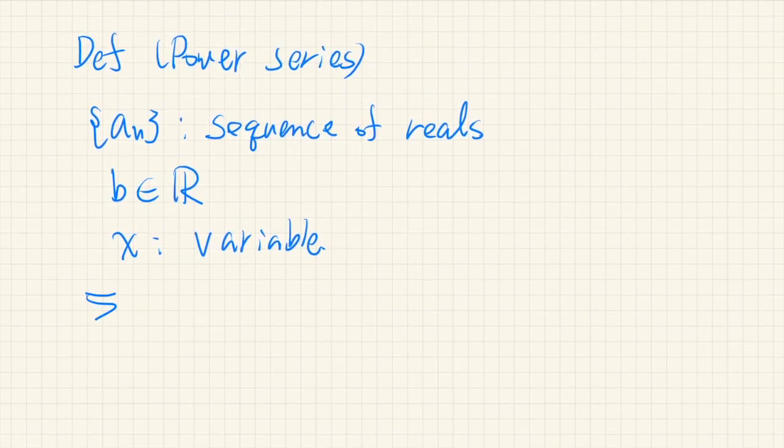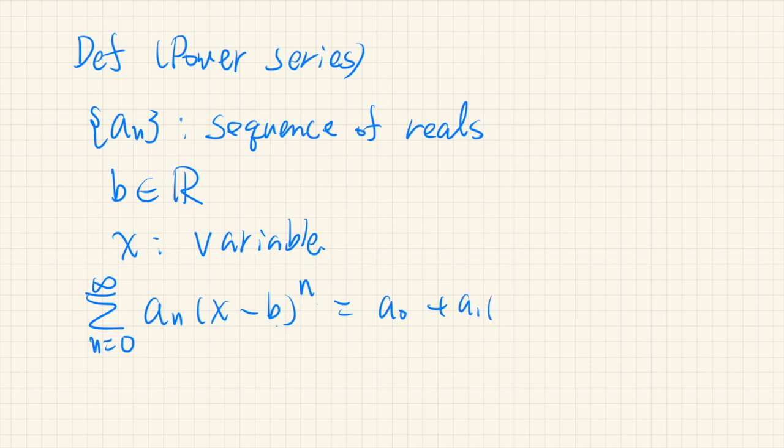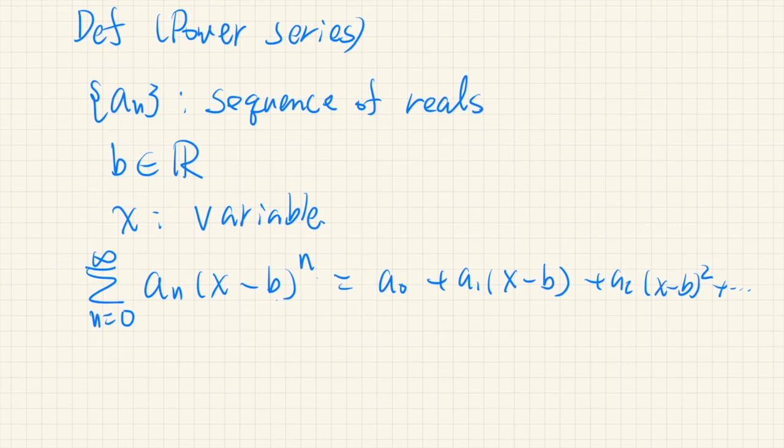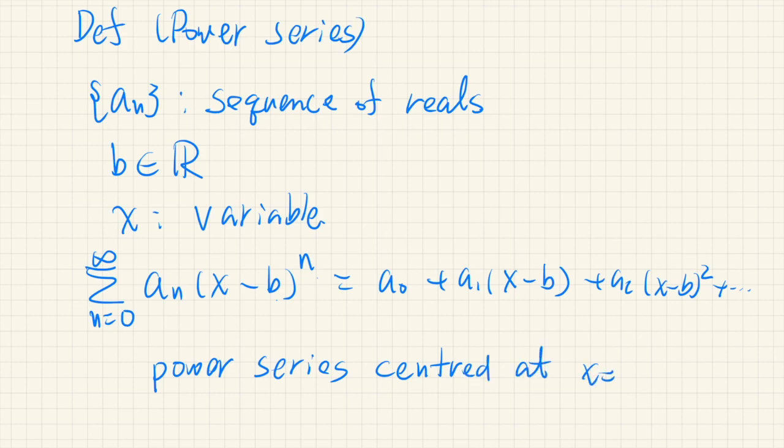So here's the definition of a power series. That is a series of powers of (x minus b) to the power of n. So that is a_0 plus a_1 (x minus b), and a_2 (x minus b) squared, and so on. So this is a power series centered at x equal to b.